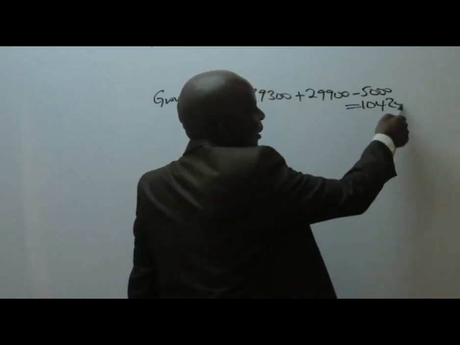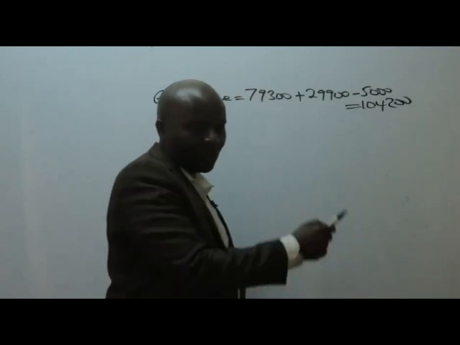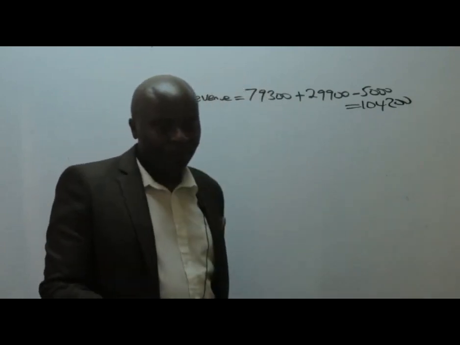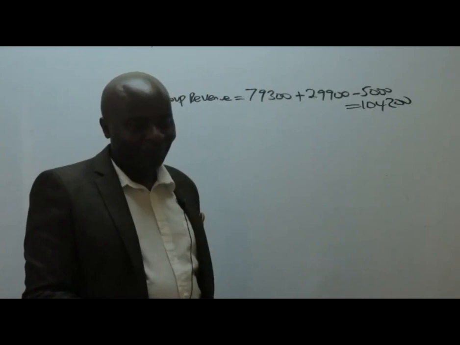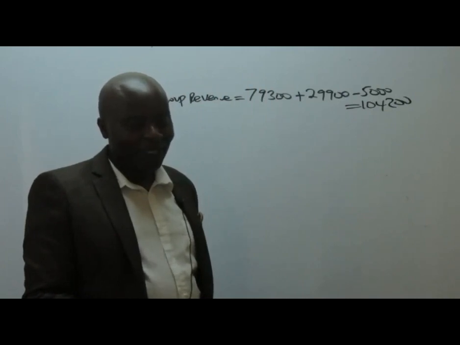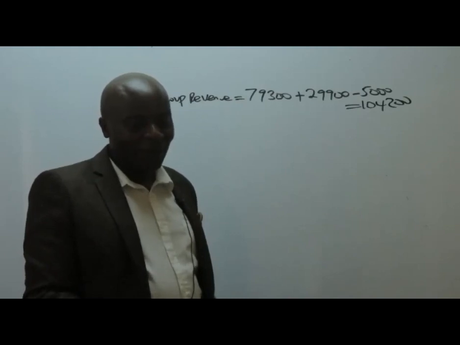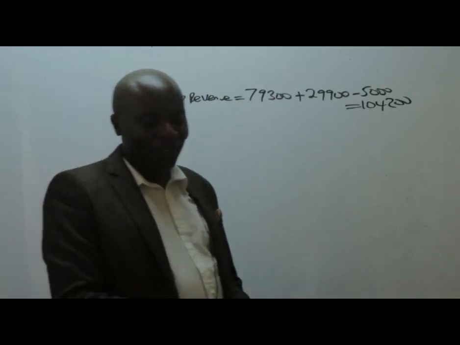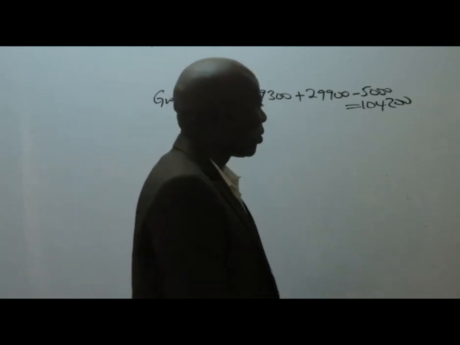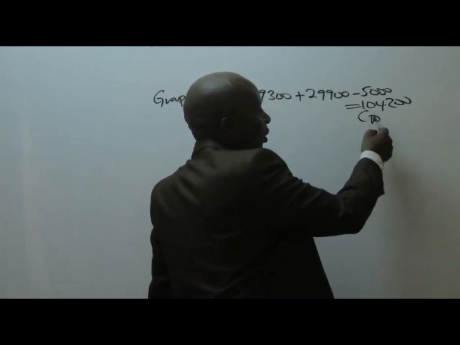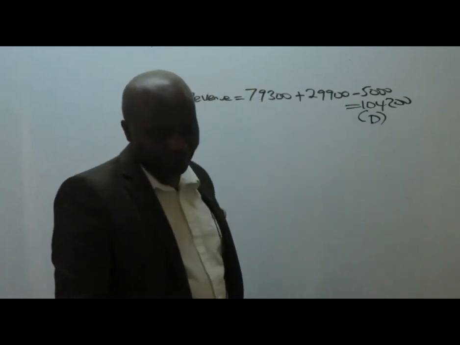104,200. So which letter corresponds to this? Is it C, D, or A? Or B? They are not talking to me. So D, is there anybody who got this D correctly?